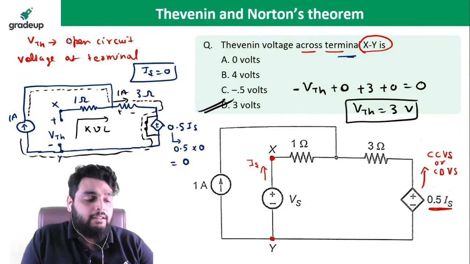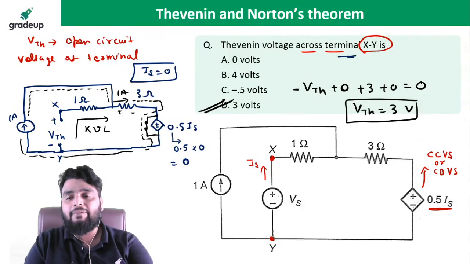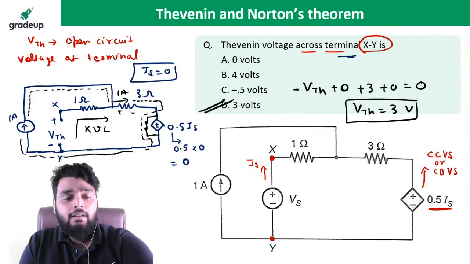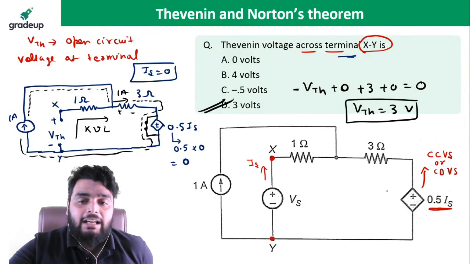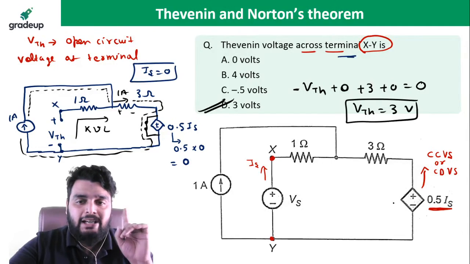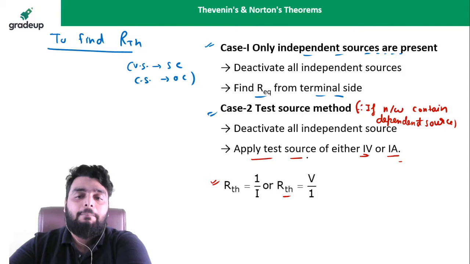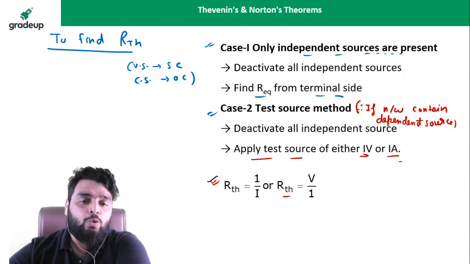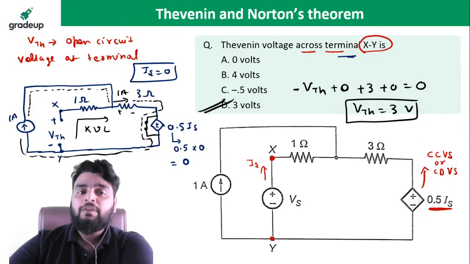So tell me, is this case 1 or case 2? Okay, Komal has said case 2. Anyone else? Only one bachcha. Okay, क्या हो गया बच्चा आप लोगों को? देखो, in this network I have a dependent source. Yes or no? I told you if you have a dependent source, then it is a case 2 question. A case 2 question can be solved using the test source method. So what is the first step for the case 2 question?